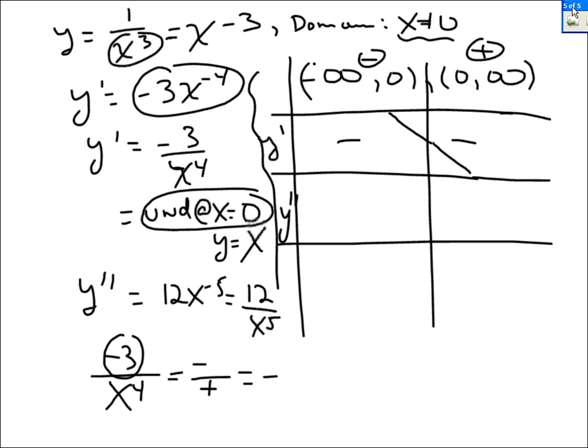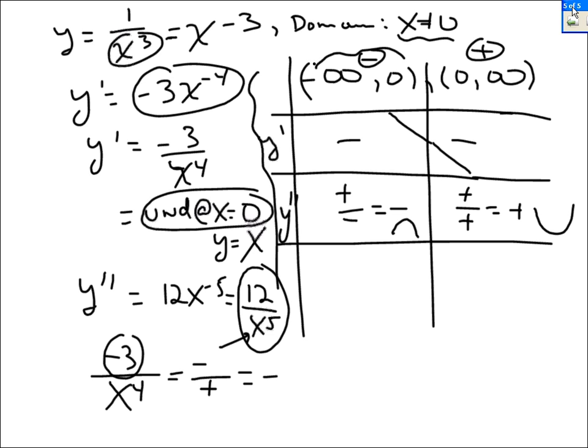Y double prime. Well, the numerator is always positive. It's 12. And if you raise a positive number to the 5th, it's positive. If you raise a negative number to the 5th, it's negative. And all these numbers are negative. Okay, so that means it's like this part of that, and when it's a positive concavity, it's part of that.